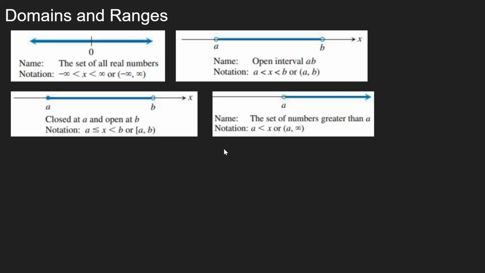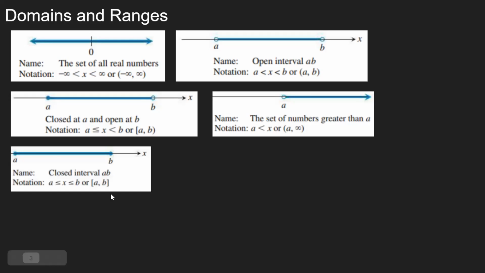This one is the set of numbers greater than A. Notice the inequality is A is less than X, or you could reverse that and write it X is greater than A. And the interval notation would be parenthesis A, comma, infinity, because neither A nor the right endpoint are included in the interval.